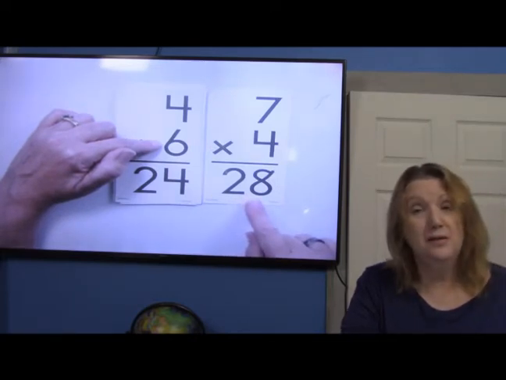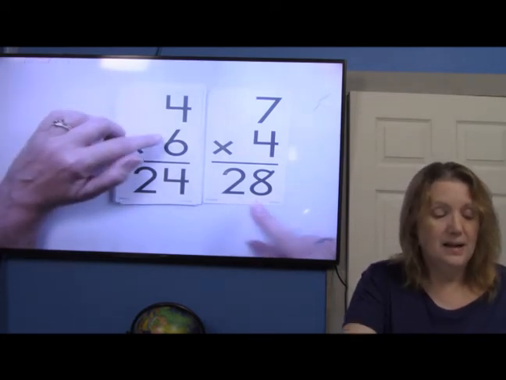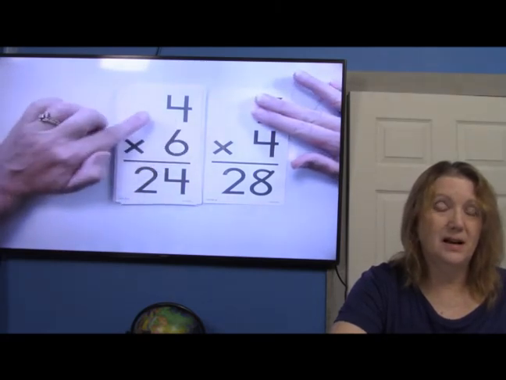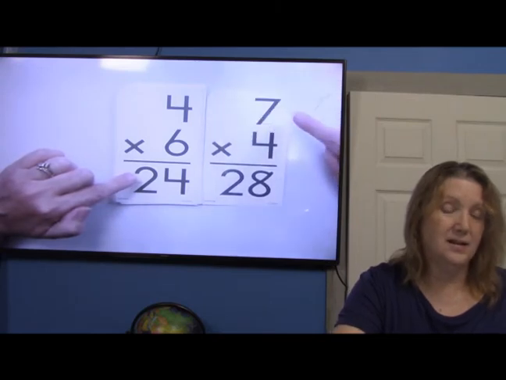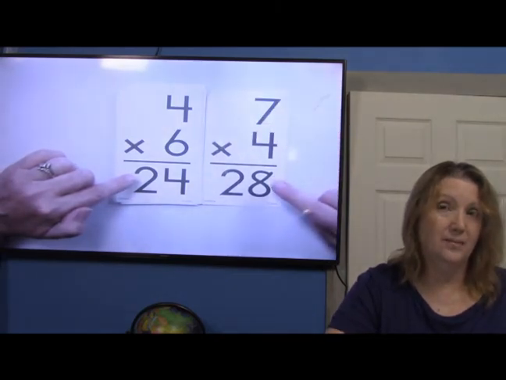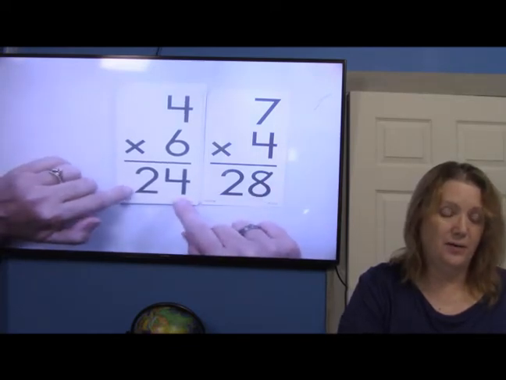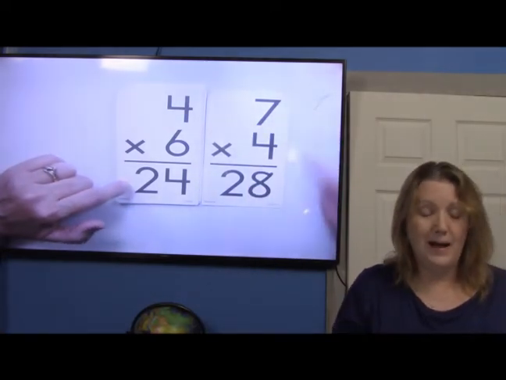Now, hopefully that didn't confuse you, but if it did, it's okay. Okay, the point is that I have 4 on both sides. This one is 6 times 4, 24. And this one is one more than that, 7 times 4, which is 28. So I just need to add 4 to 24 to get my 28 because I have one more. Okay?